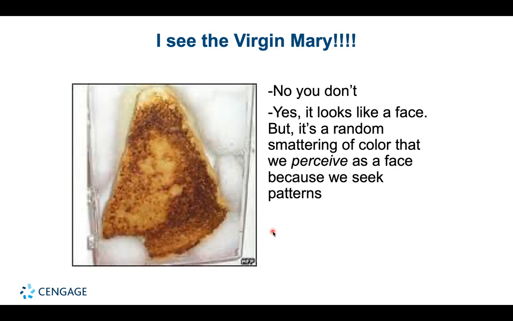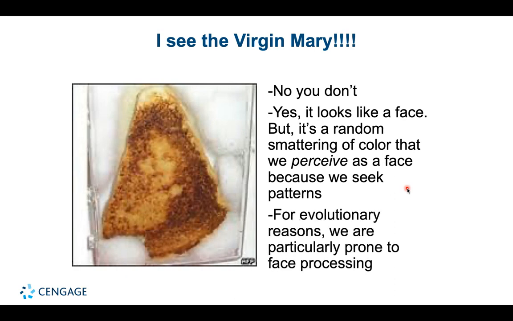If you look at this piece of toast, you perceive a face. The face pops out at you, even though it's not a face. It's just a damn piece of toast that just happened to randomly toast in this pattern. But you undoubtedly see a face. You perceive a face. The reason that people tend to see faces in things is because face processing is incredibly relevant evolutionarily.